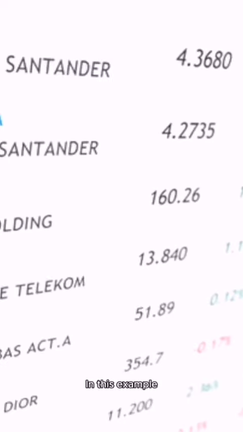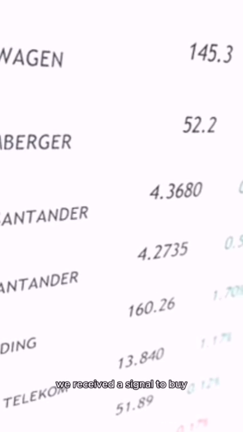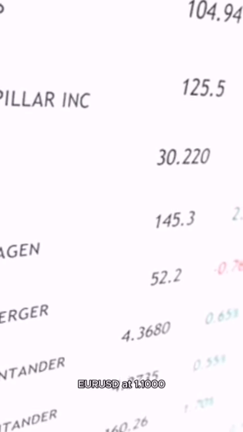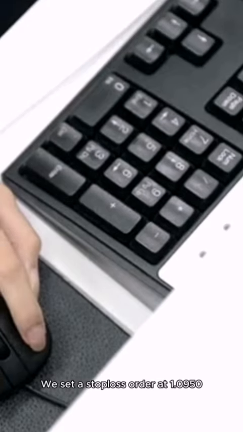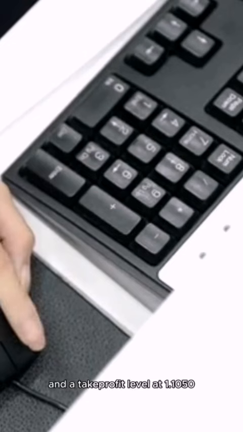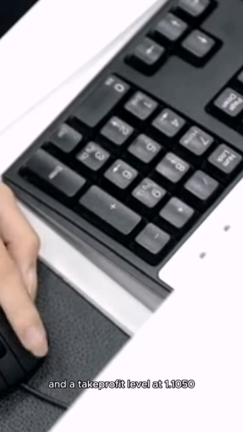Section 6. Real-life example. In this example, we received a signal to buy USD at 1.100. We set a stop-loss order at 1.0950 and a take-profit level at 1.1050.